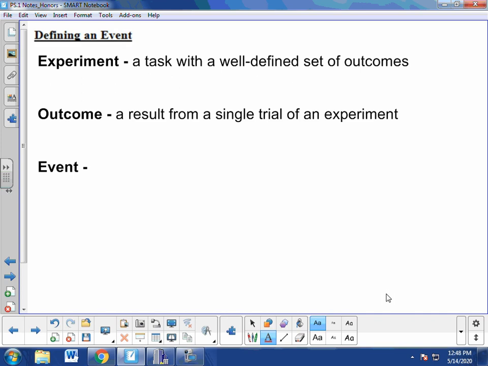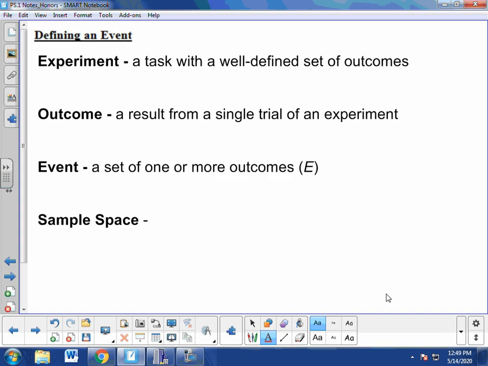The outcome is a result from a single trial of an experiment. So let's say I'm a pretty good basketball player, and I shoot it, and I make it nothing but net. So the outcome then would have been the make that was nothing but net. Now, an event is a set of one or more outcomes. So an event could be making the shot with nothing but net. An event could also be making the shot in general. In that case, there are three possible outcomes that I listed: making the shot with nothing but net, making the shot hitting a little bit of the rim, or making the shot using the backboard.